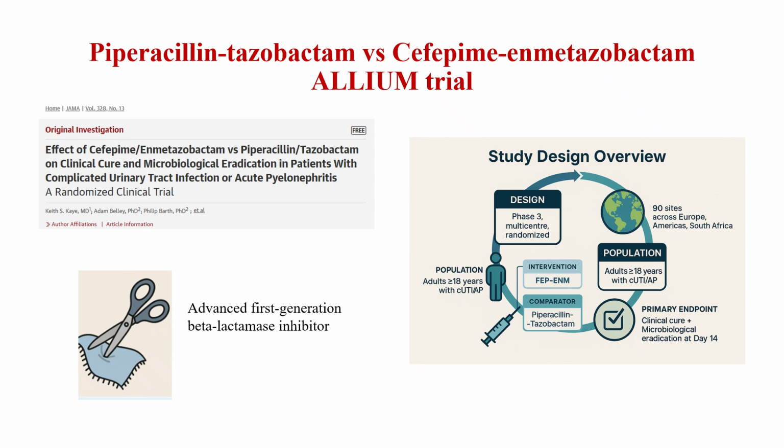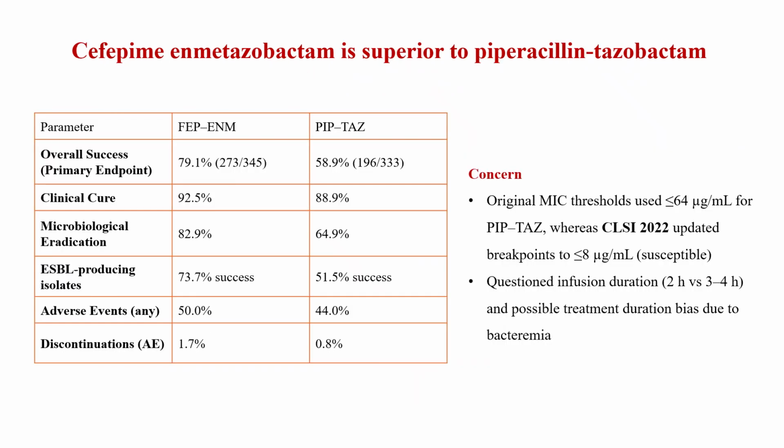So cefepime-enmetazobactam at the dose of 2.5 grams Q8 hourly is compared against piperacillin-tazobactam 4.5 grams Q6 hourly, and it is found that cefepime-enmetazobactam is superior to piperacillin-tazobactam in overall success, clinical cure, and microbiological eradication.